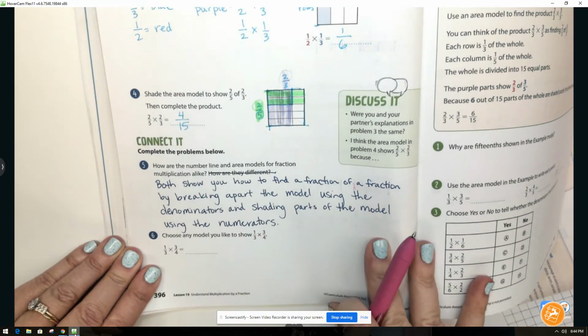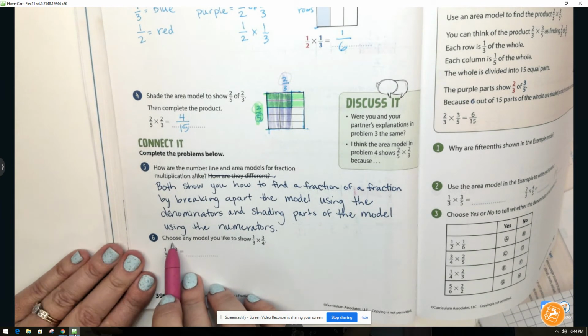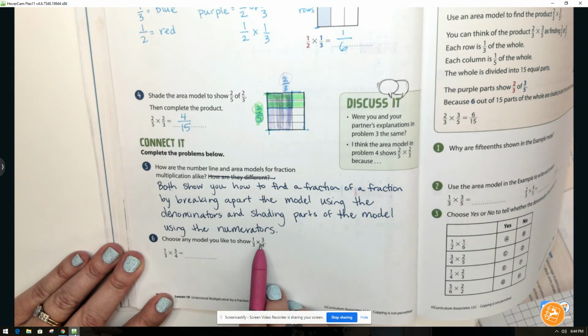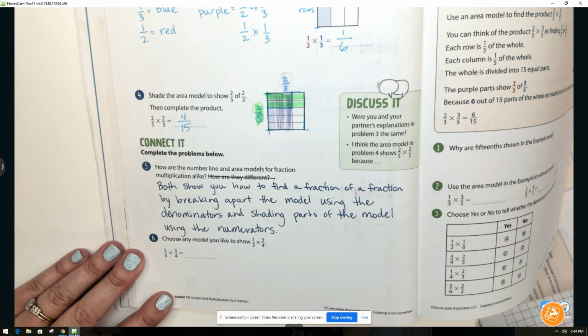Whew, that's a doozy. Now, what I want for you to do on your own is choose any model you would like to show what is 1/3 times 3/4. Go ahead and pause the video, do it now, and then I'm going to show you a model on my own of how I would do 1/3 times 3/4.